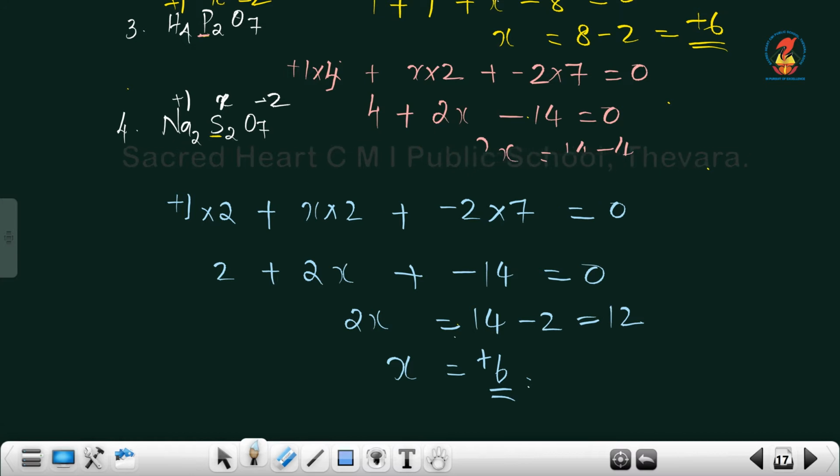so what we are getting here is the sulfur oxidation state, plus 6. So what is the oxidation state of sulfur atom here? Plus 6.